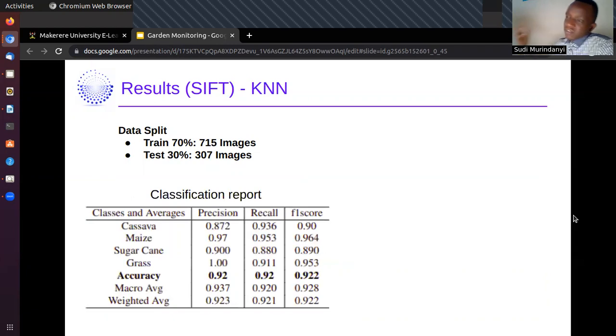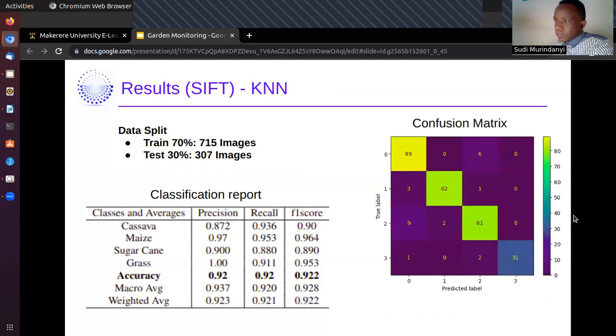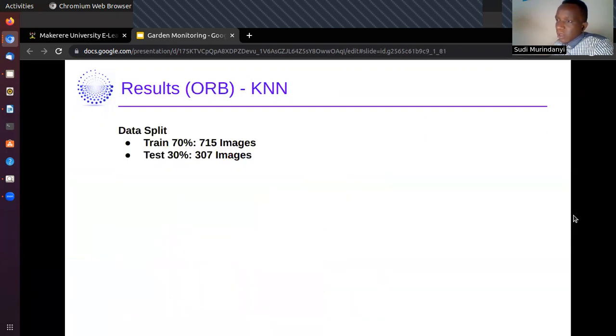So after extracting the features and selecting the features, I divided my dataset into 2 parts: 715 images for training, and 307 images for testing. And then for this model, I was able to get 92% on the model trained using SIFT features. So you can see the model only misclassified 27 images. It was a very nice model.